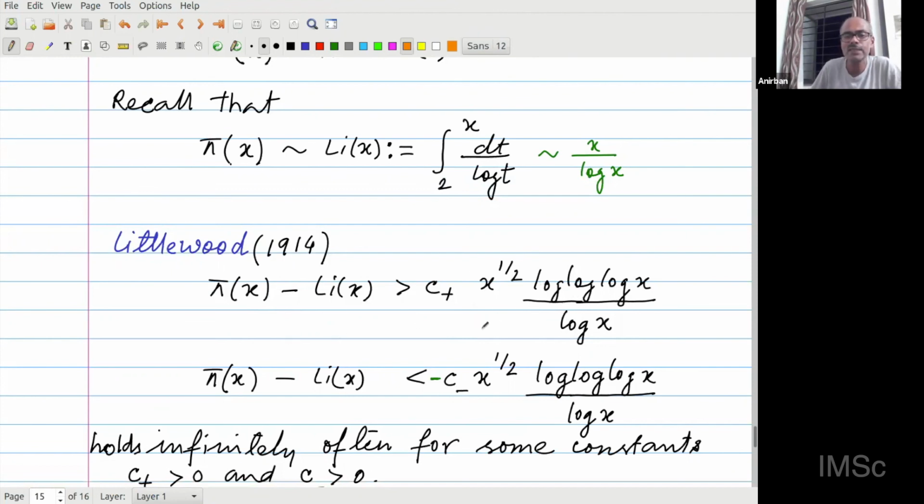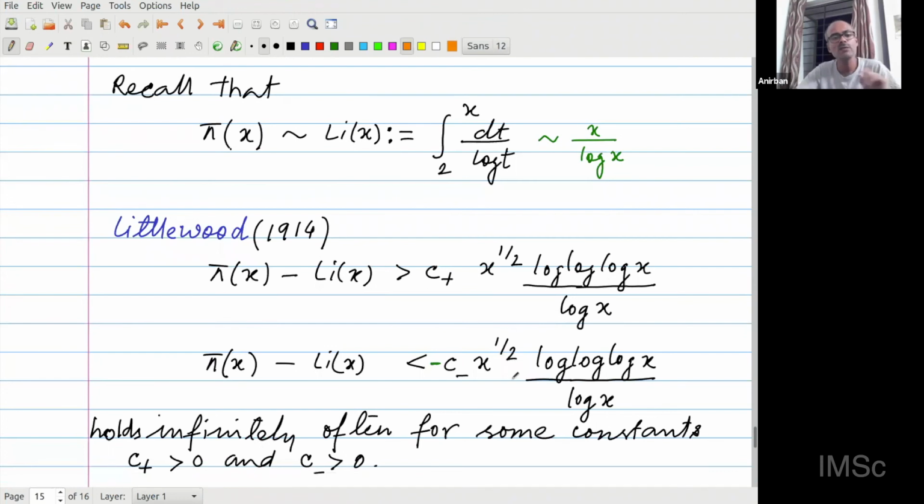So infinitely often it's much bigger than Li(x), and Li(x) is this integral. The prime counting function pi(x) is much larger than the estimated value, and also much smaller than the estimated value. Both happen infinitely often. That was proved in 1914 by Littlewood. So that's an irregularity. There are lots of irregularities actually. Primes are very mysterious objects.